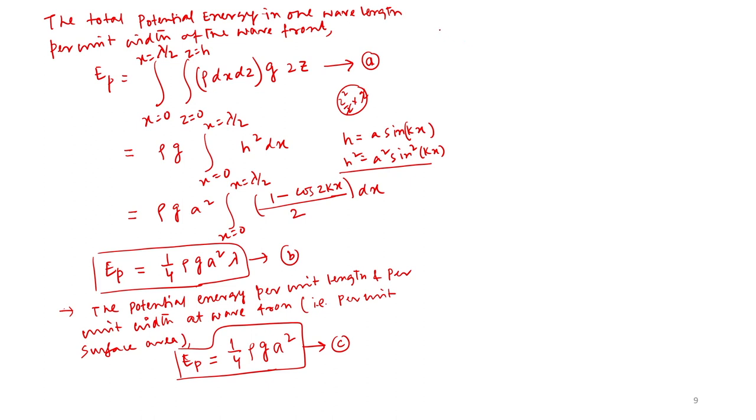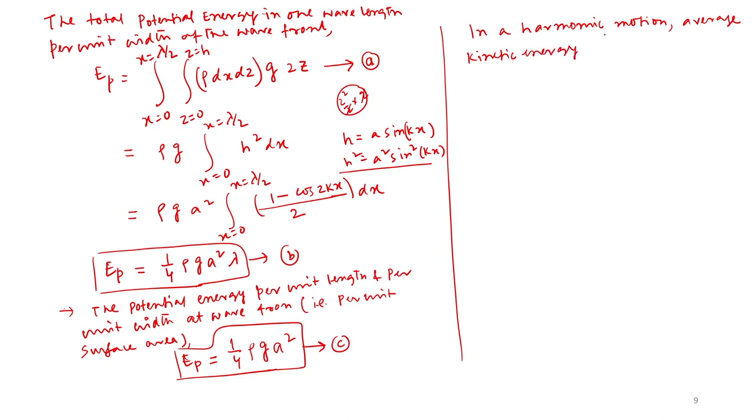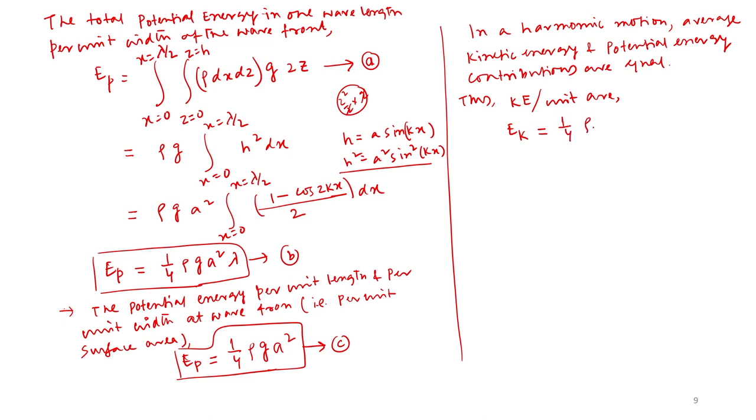And also in a harmonic motion, average kinetic energy and potential energy contributions are equal. Thus, kinetic energy per unit area will be the same, which is Ek is equal to 1/4 rho z a square. This may be equation number D.